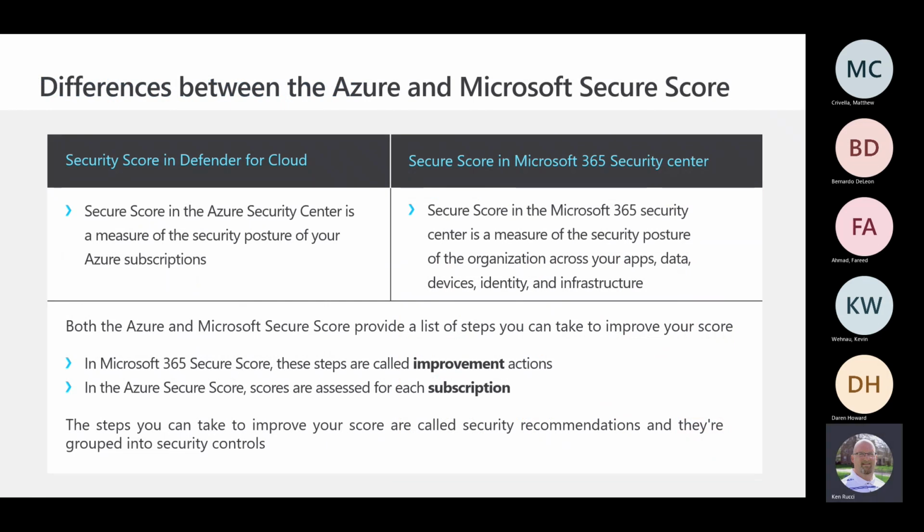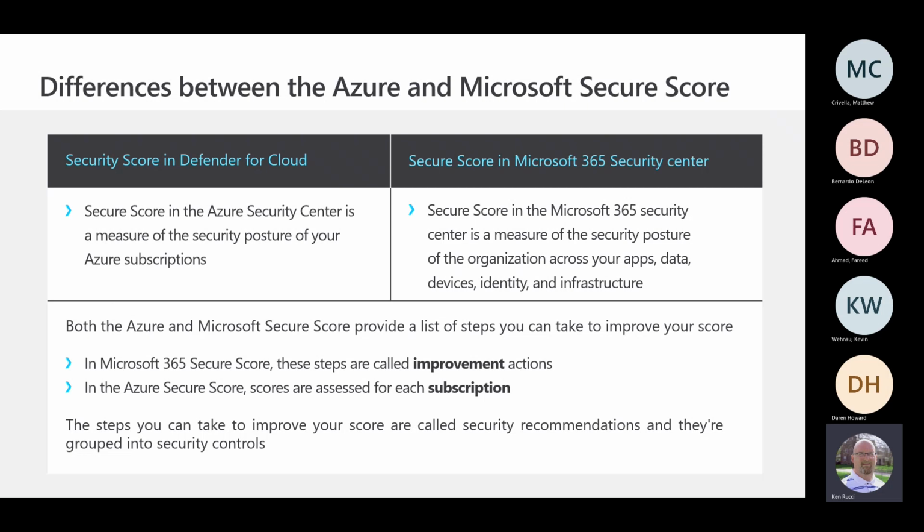Quickly, though, I just want to talk about Secure Score because we use that term. So we're talking about Secure Score in Defender for Cloud. That's looking at your Azure security posture, and they both do the same functionality. In Secure Score, we call that your improvement actions. It'll give you things you can do, turn on things like MFA, harden your resources.